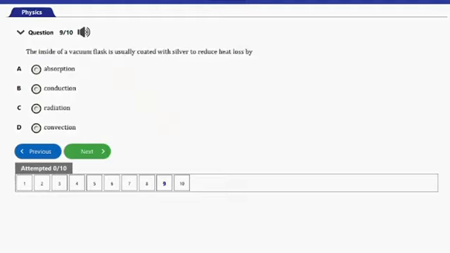Let's go ahead and consider the next question. So that's question number 9 here. It says, the inside of a thermos flask is usually coated with silver to reduce heat loss by A, absorption, B, conduction, C, radiation, D, convection. So guys, obviously the answer to this question is option C, and that's radiation. So that's it for this question. Let's go ahead and consider the next and last question, guys.